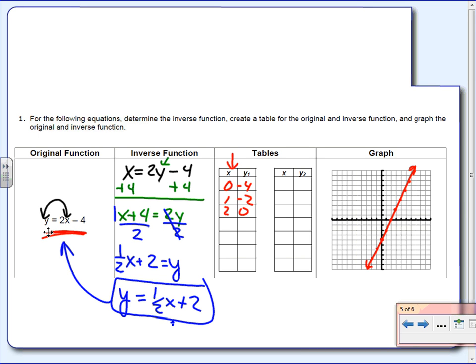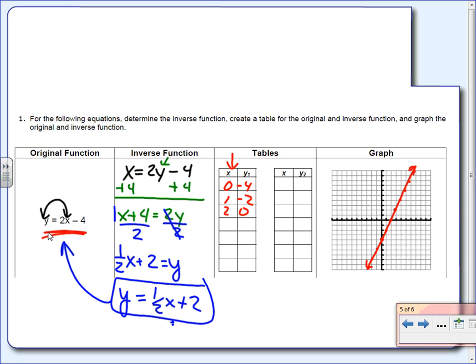What are we going to notice? I'm going to take this y equals 1/2 x plus 2, and I'm going to put it over here on this graph paper. What's going to happen? What are we going to notice? It's an inverse. A reflection across what? There we go. We're going to see a reflection across the line y equals x, or at least that's what should happen. Let's see. Let's graph it.